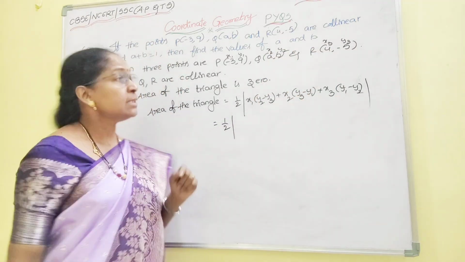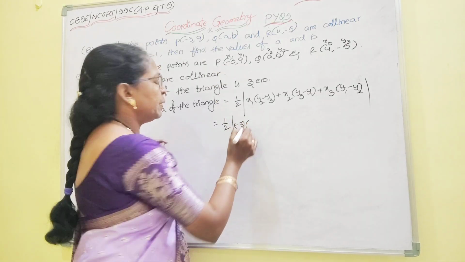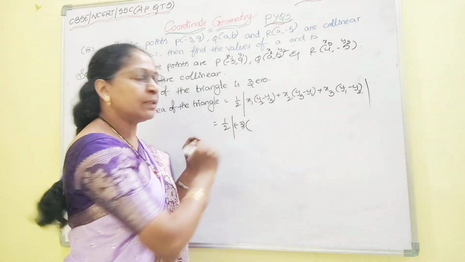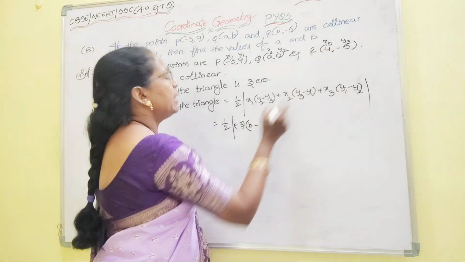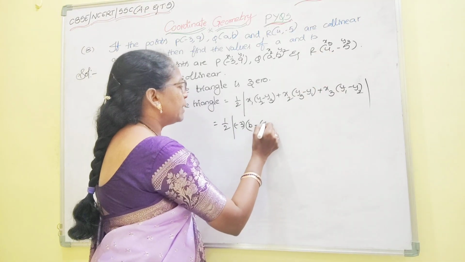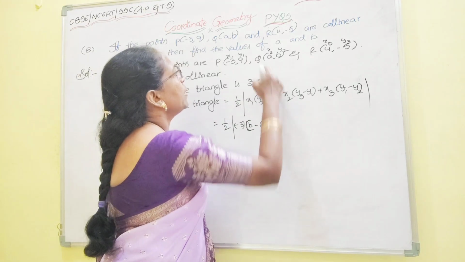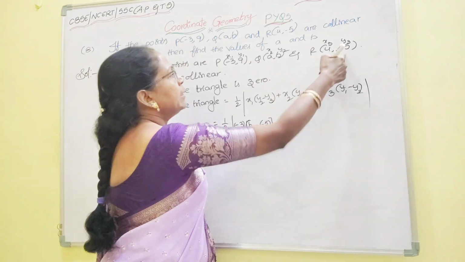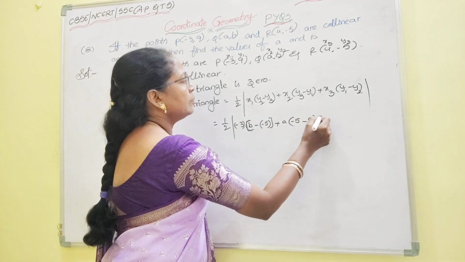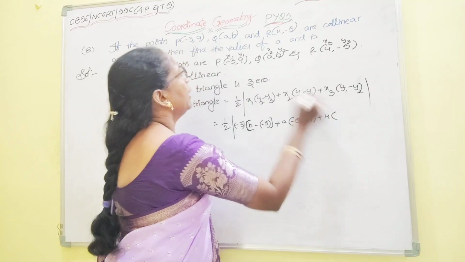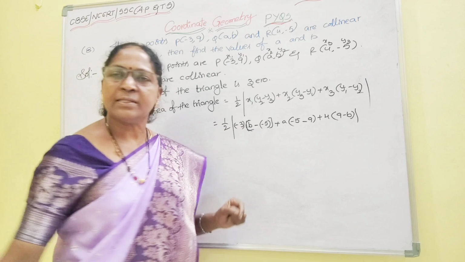Just represent like this. Now x1 equals minus 3 into, whenever a minus value is there, keep it in a bracket, y2 minus y3, where y2 equals b and y3 value is minus 5, so one more bracket is needed. Next plus x2, which is a, into y3 minus y1, that is minus 5 minus 9. Plus x3 equal to 4 into y1 minus y2, that is 9 minus b. This is the substitution of the values.